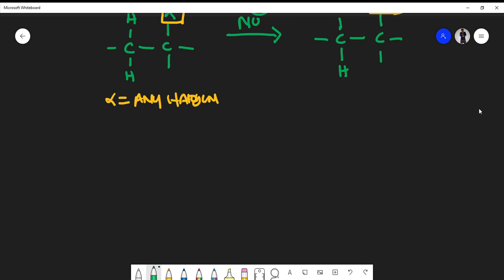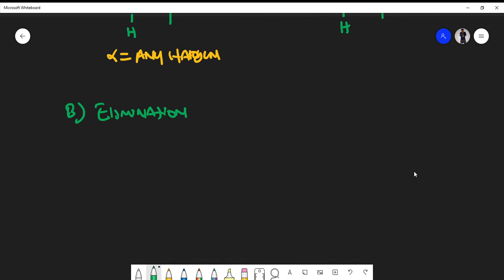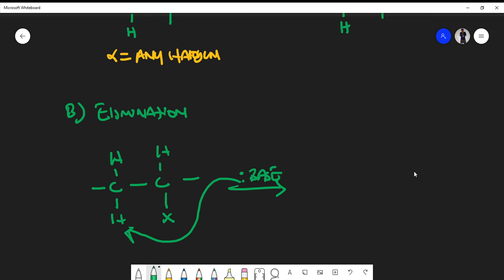Now, the last one that I want to talk about briefly is the idea of an elimination reaction. In this case again, I'm going to give a random molecule. Again, X is any halogen. An elimination reaction is different in that we actually take a base. In the substitution, we took a nucleophile. In an elimination reaction, we take a base and take off the hydrogen on the adjacent carbon next to the R group, or in this case, the halogen that we're going to displace. So we take the hydrogen off. Essentially, from here, we form a double bond, and then subsequently, we displace the X group.